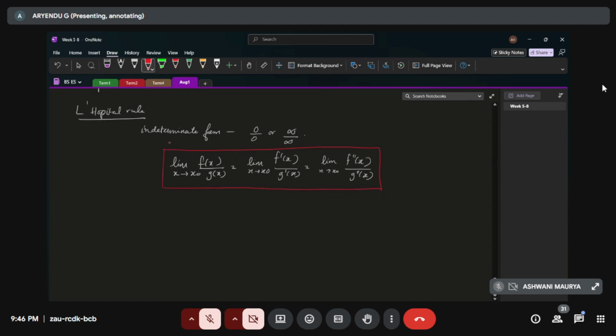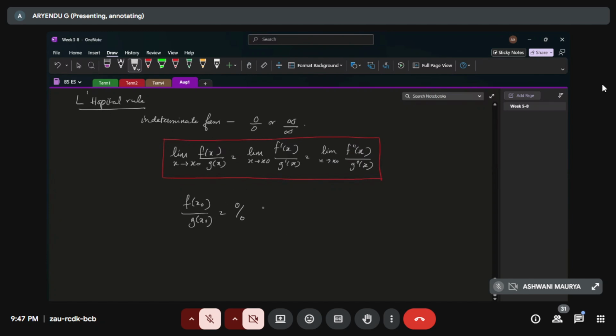So basically you have to understand this. If you are given a function in the form f of x by g of x, and you substitute the given value x naught and you get f of x naught by g of x naught, and this gives you 0 by 0 or infinity by infinity, then you have to proceed as such. You have to find f dash of x naught and g dash of x naught. And then if you substitute the values of x naught in the derivative function, you will get an answer.